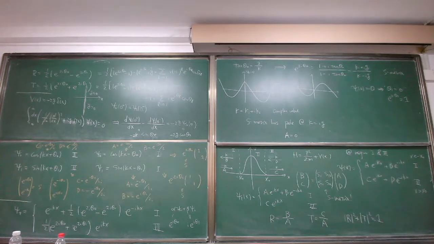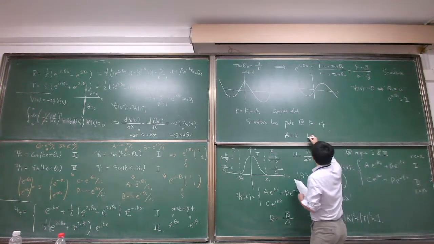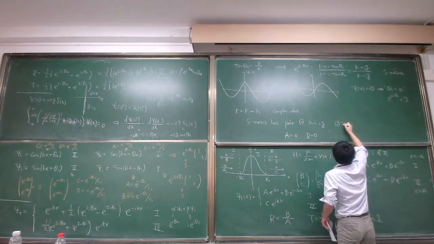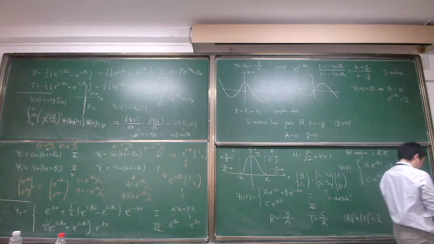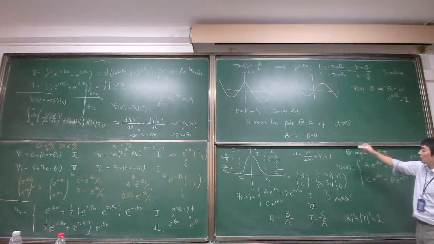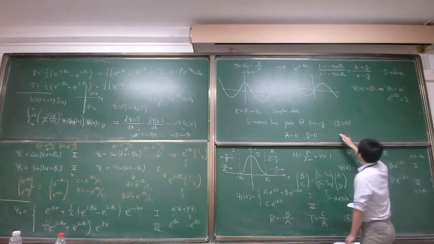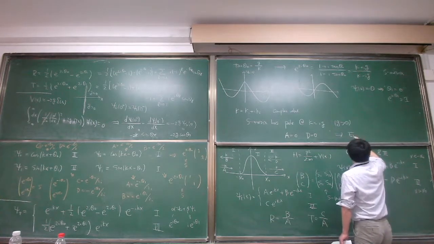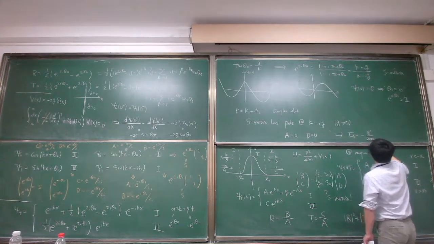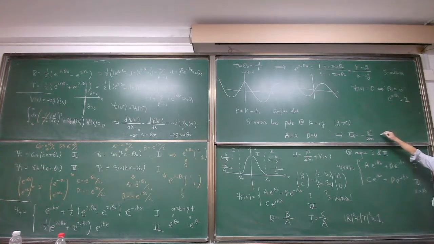So B can be non-zero, and then C and D, let's see which one should be 0. If you plug this in here, it gives g times x, so D should also be 0. Here I'm assuming g is positive. If you plug this into the Hamiltonian, the energy is equal to minus g squared over 2m. So this has a negative energy.